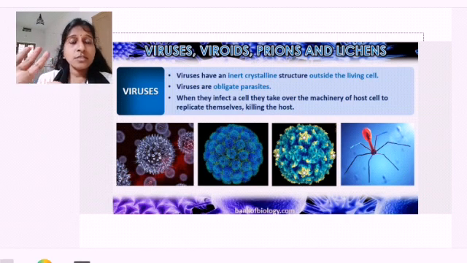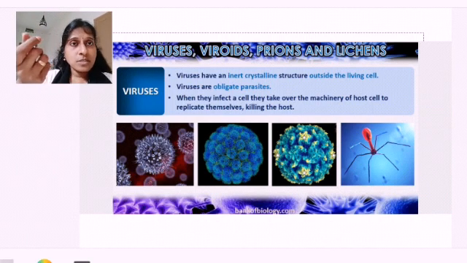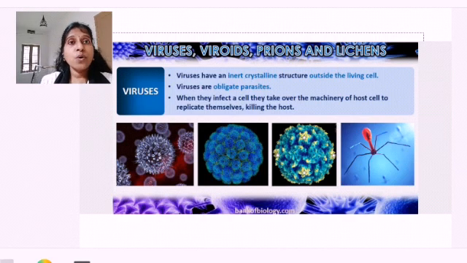Viruses have an inert crystalline structure like sugar crystals. Outside living cells, it is somewhat like the powders you see. They are obligate parasites. Obligate means what? In order to survive, in order to live, they want a living host. Only after they get into a living host do they turn living.